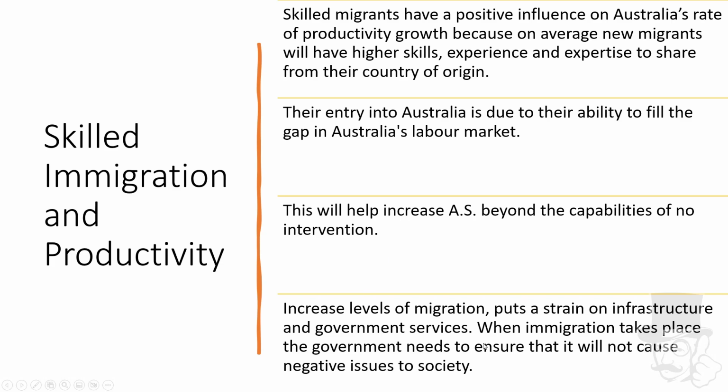Increased levels of migration put a strain on infrastructure and government services, however. When immigration takes place, the government needs to ensure that it will not cause negative issues to society. So yeah, we don't want too many people coming in, because it'll just make things worse. We want to make sure we just get the right amount to make things sustainable.